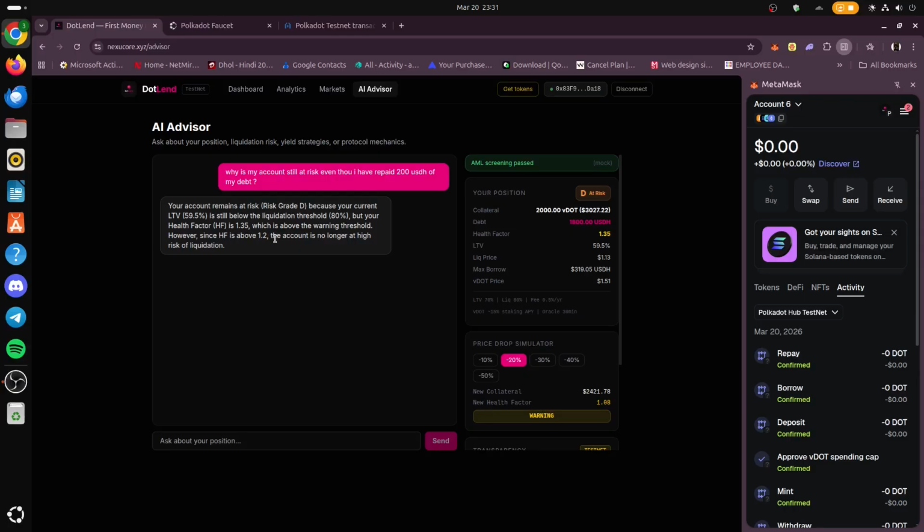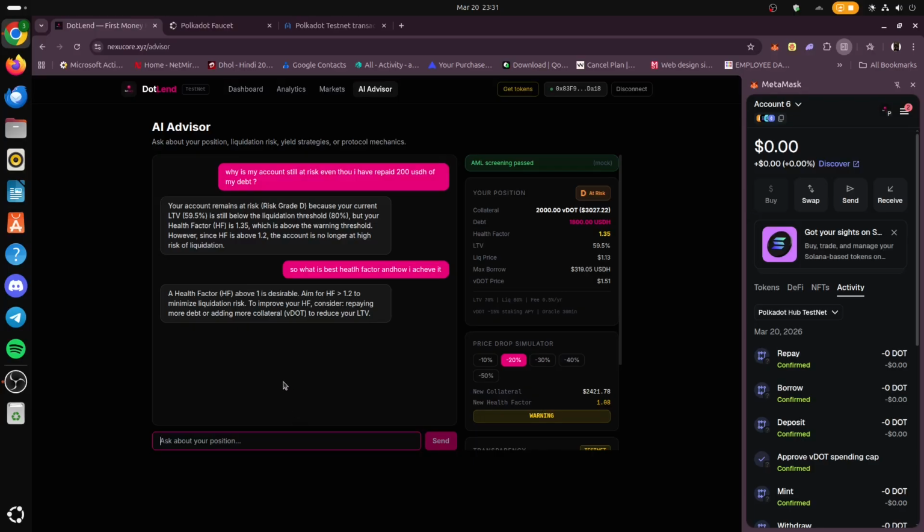Okay, so what is the best health factor and how do I achieve it? Greater than 1.2, we are already at 1.35. Give me an exact amount: what should our LTV ratio be? It should be less than 50%.